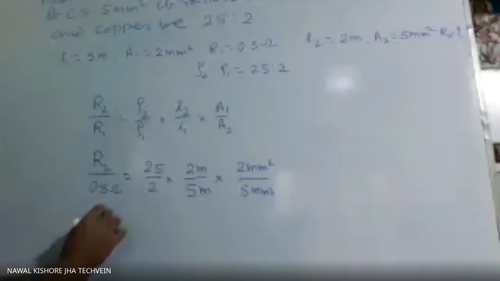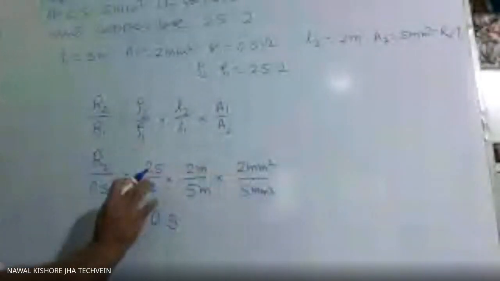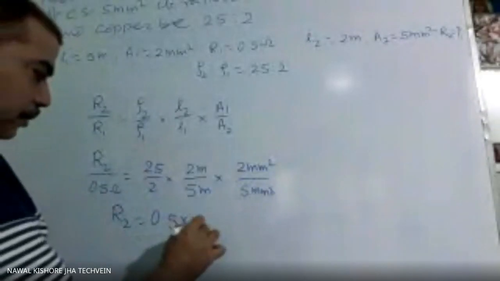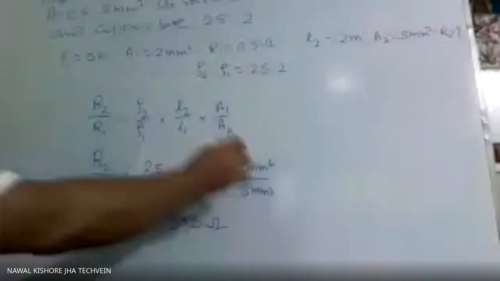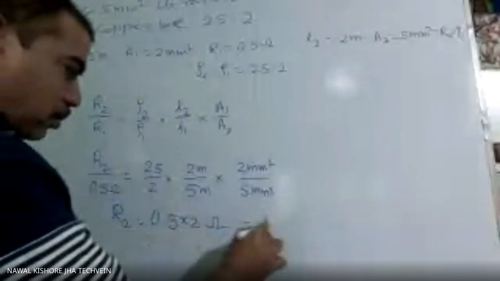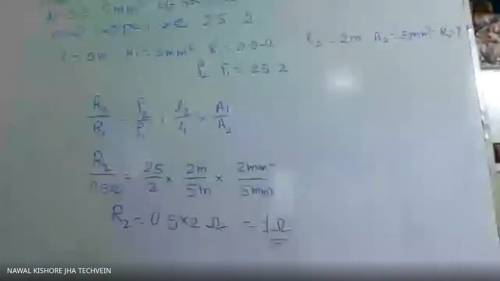So what will be this R2? 0.5, 5 25 cancel, 2 cancel. What will be? Into 2 only. Millimeter square cancel, meter cancel. 5 25 cancel, 2 cancel. So this one will be 1 ohm. So the resistance of this particular nichrome wire will become 1 ohm.